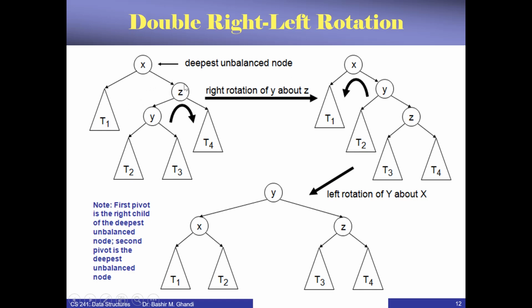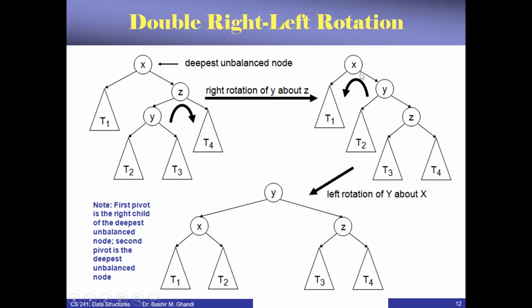Obviously, rotating Z to the right is, as we explained earlier, a simple right rotation. So Y will come up to become the parent. Z will become its new right child, and the former right child of Y will become the left of Z. So this is step number one: right rotation on the right child of the unbalanced node.